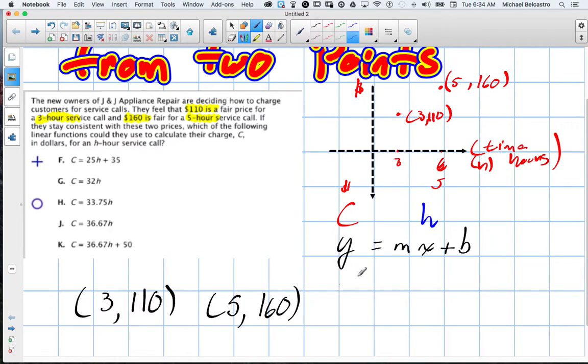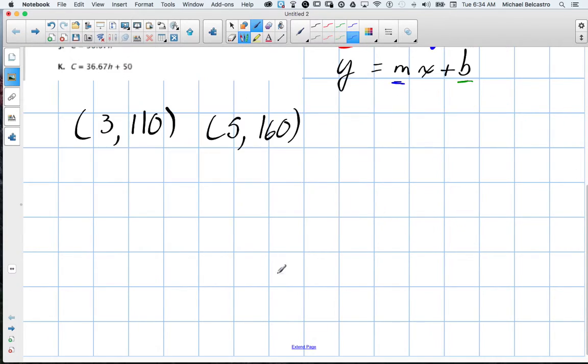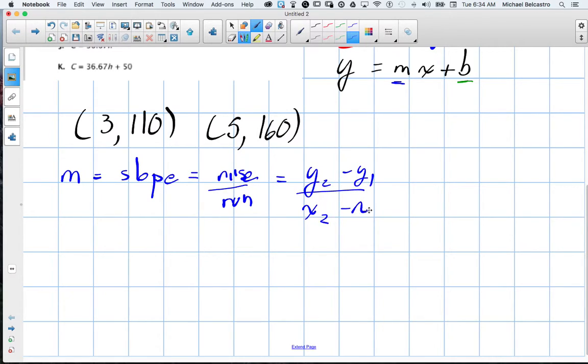So with that being said, we need to calculate our m and our b in this case. So m is your slope. M is equal to the slope, which is also rise over run, which can also be written as y2 minus y1 divided by x2 minus x1. So our two coordinates here we need to label. We'll call this coordinate 1 and this coordinate 2. So this becomes x1, y1, x2, y2.